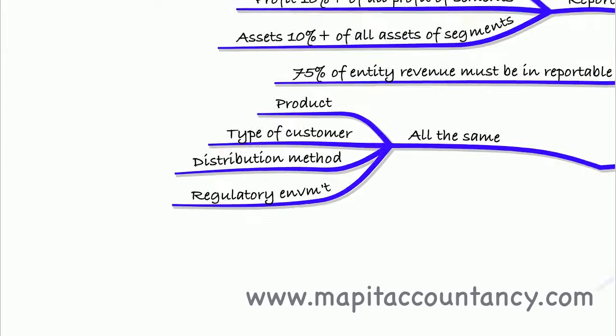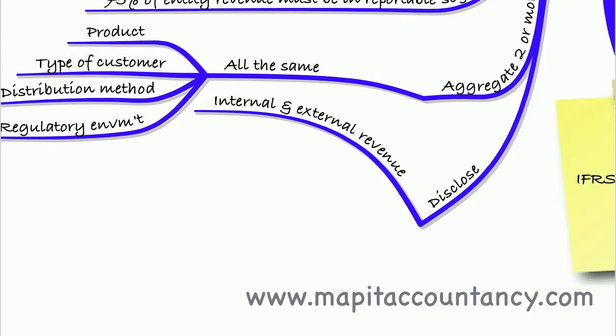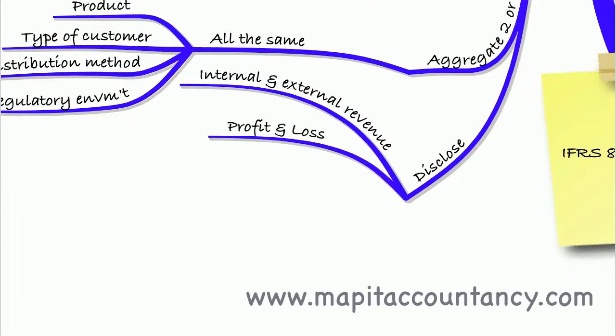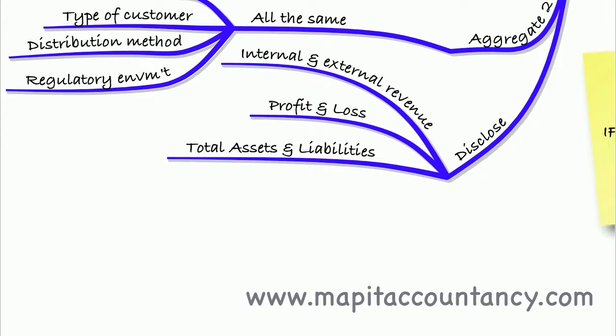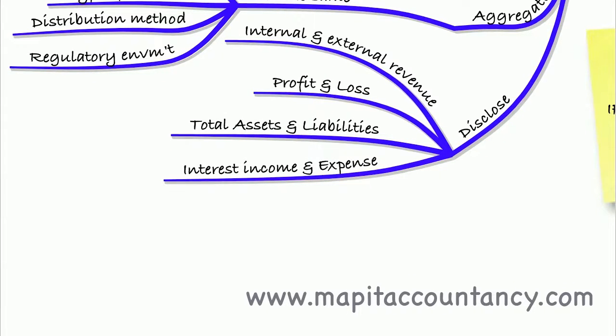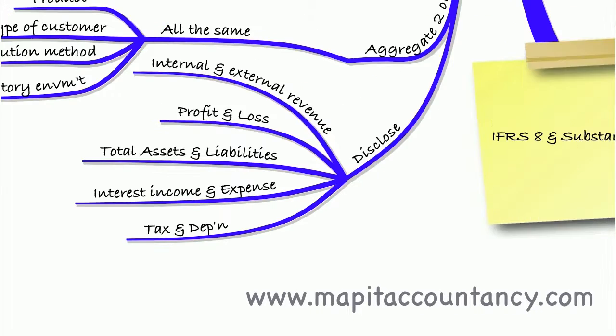When it comes to disclosures, well, things we need to disclose in our segmental report will be number 1, internal and external revenue from the segment, the profit and loss from the segment, the total assets and liabilities of the segment, the interest income and expense of the segment, and the tax and depreciation of that segment.